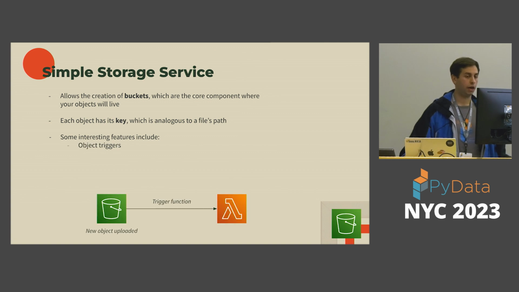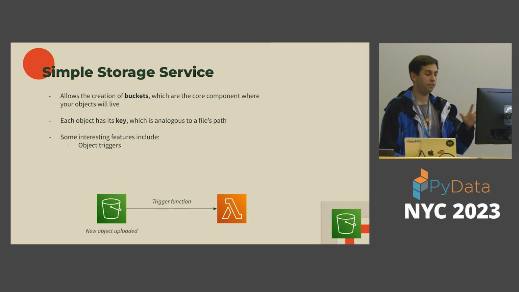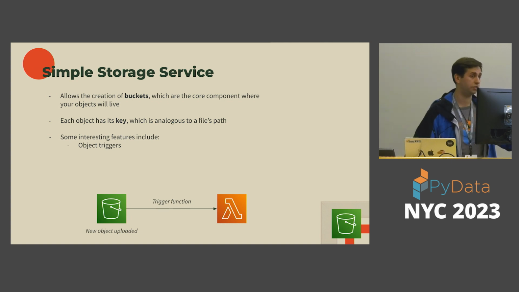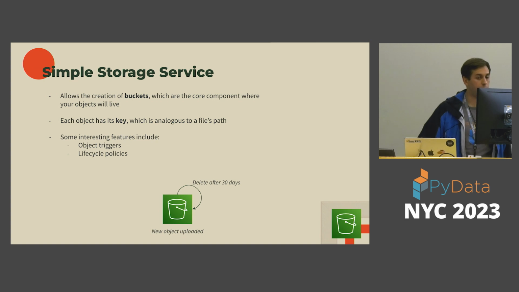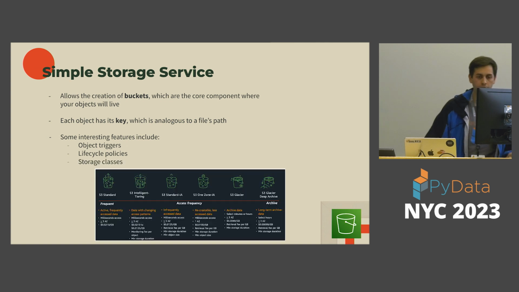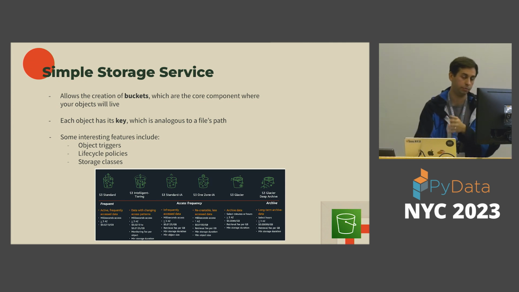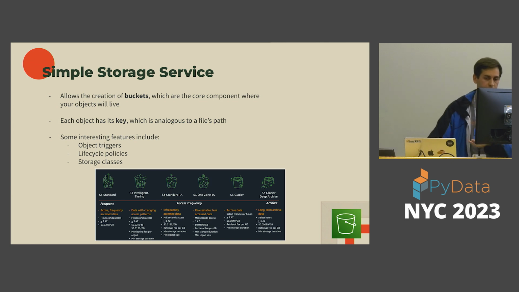Some interesting features include object triggers. There are many of these, but I think the most important one is that when a new object is uploaded to S3, you can trigger something else on another part of AWS. Then you have lifecycle policies, where you can define what happens to the objects after some time. For instance, after an object is uploaded, I want to delete it after 30 days because maybe it was something temporary. Then you have storage classes, which change the availability of your object depending on how frequently you want to access it. So you have the standard class up to the Glacier Deep Archive. And logically, the standard class tends to be more expensive and the Glacier Deep Archive cheaper. But also, it takes more time to retrieve an object from the Deep Archive.